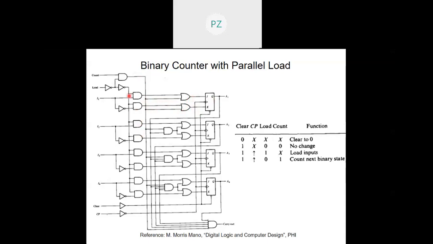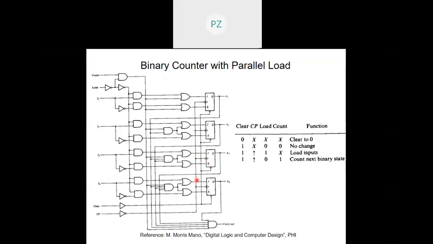Likewise, this line is 0, so this line is 0, right? And this line is 0, so this line is 0, right? And this line is 0 also because load is 0. So the inputs to both these JK terminals are 00 again. So no change here either. Coming to this one likewise, you can see this line is 0. So this line is 0. And by virtue of this line being 0, this goes 0 and this is 0 anyway. So the outputs of both these OR gates are 0 again. So no change here either.